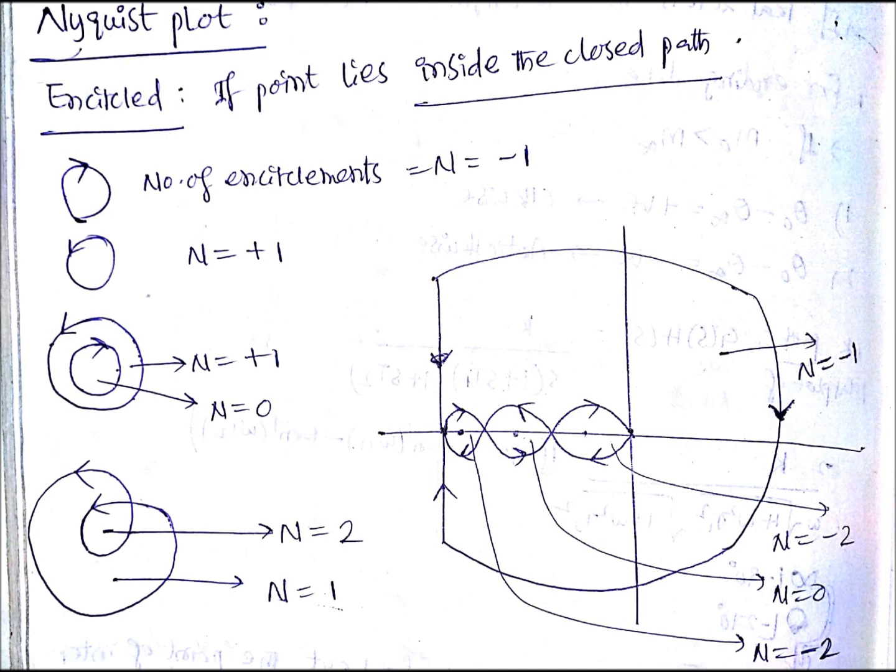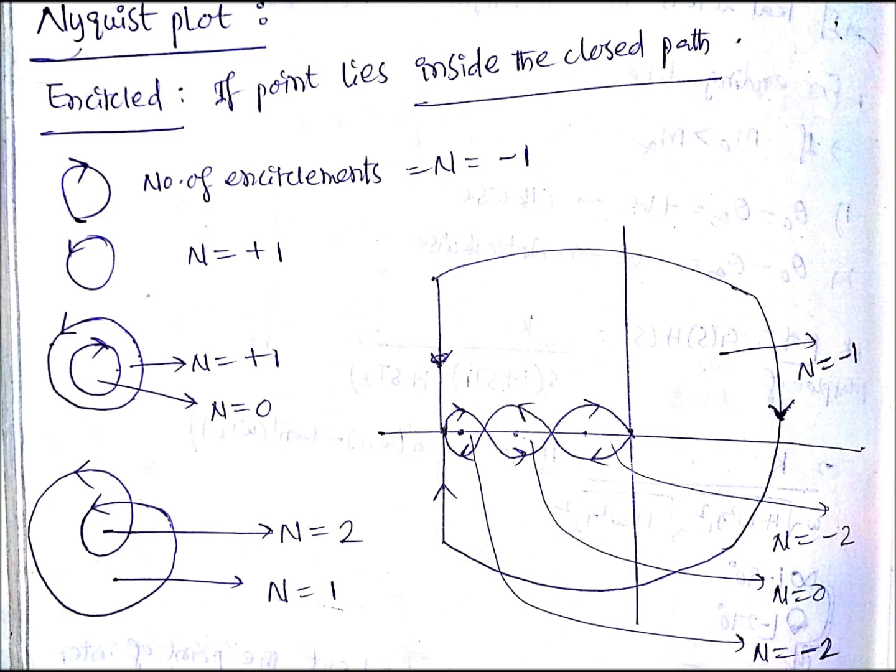Here, if you observe, in the first case I have taken a closed path in the clockwise direction. So here the number of encirclements is n equals -1. Our convention is that clockwise encirclements are negative and anti-clockwise encirclements are positive. In the second one, the path is anti-clockwise, so I have taken it as +1. What is that 1 indicating? It indicates how many closed paths are surrounding a particular point.